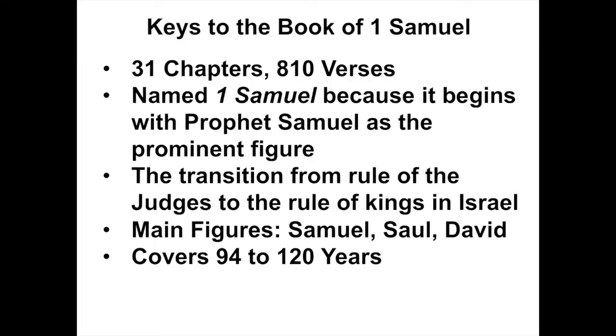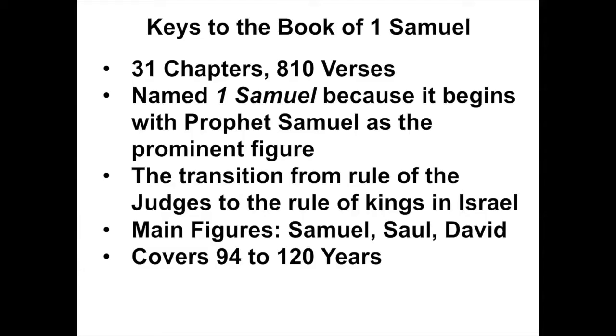The main figures of the book are three individuals that I just mentioned, the figures of Samuel, Saul, and David. These three figures encompass most of the text, most of the focus of the book of 1 Samuel. Almost everything that happens in 1 Samuel is traced back to one of those three figures. Not absolutely everything, but almost everything.